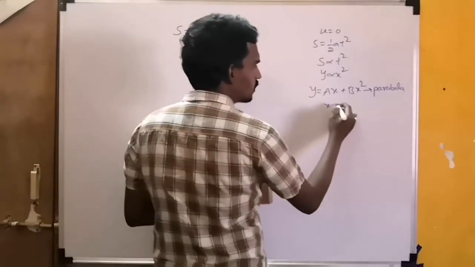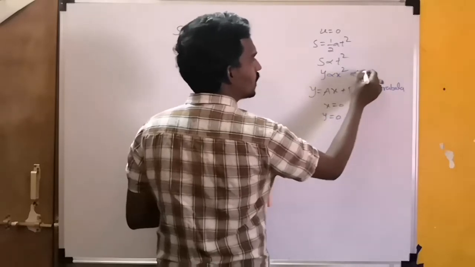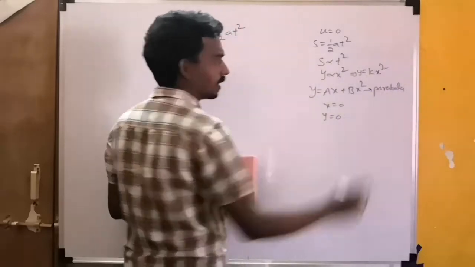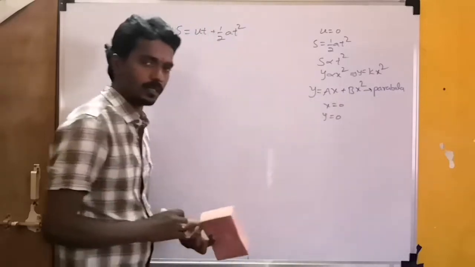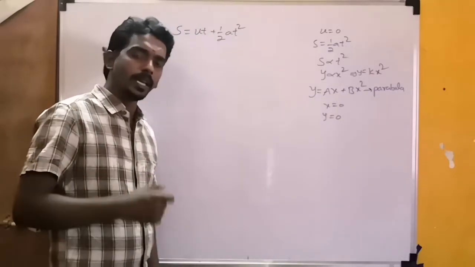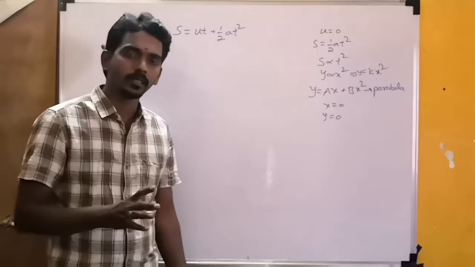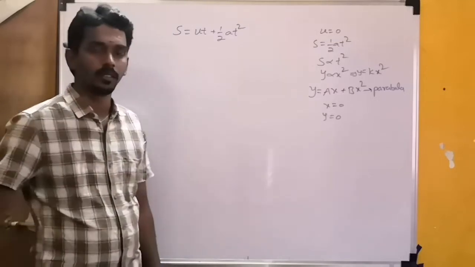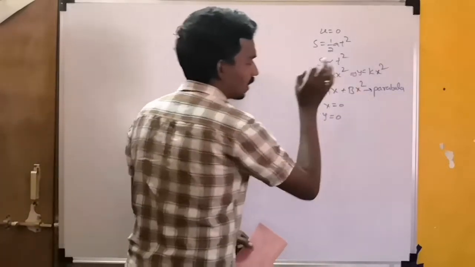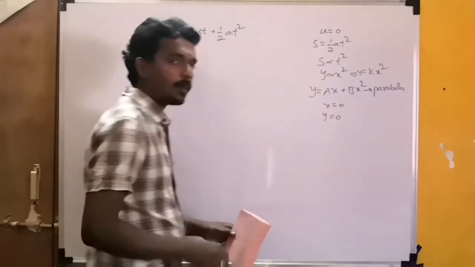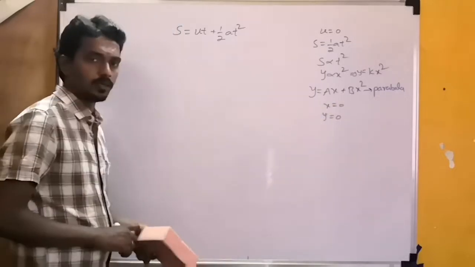Because here also x is 0 means y is 0. It is like y equal to some constant into x square. Here two constants are there, one x term and one x square term. But still, if you look at the variable, the maximum power is 2. Maximum power 2 means the graph must be a parabola. Sometimes questions will be asked based on this form also.